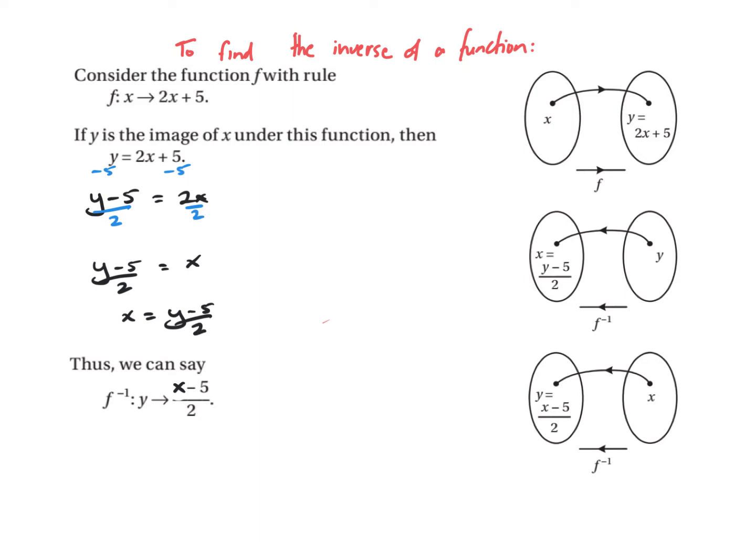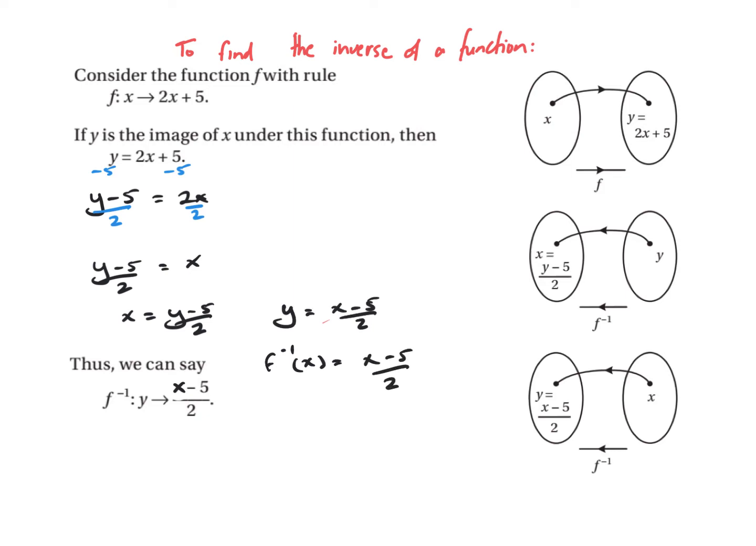Now, just to finish this off, we change the y and x round. So we now have y is equal to x minus 5 over 2, and y we then write as f to the minus 1 of x, so f to the minus 1 of x is equal to x minus 5 divided by 2, and we have finished.